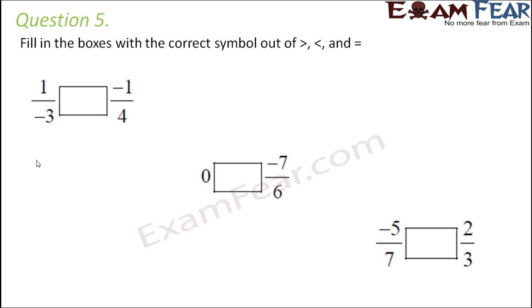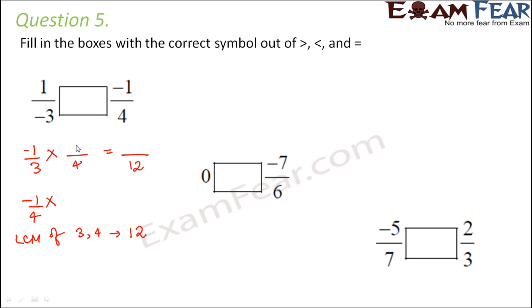So the first thing that we need to do is convert them into same denominator form. So how do we do that? Let's have a look. So 1 by minus 3 is basically minus 1 by 3. The other number is minus 1 by 4. So let's find out the LCM of both the denominators. The LCM of 3 and 4 is 12. So we have to find such a number so that when you multiply the numerator and the denominator by the same number, the denominator of the result is 12.